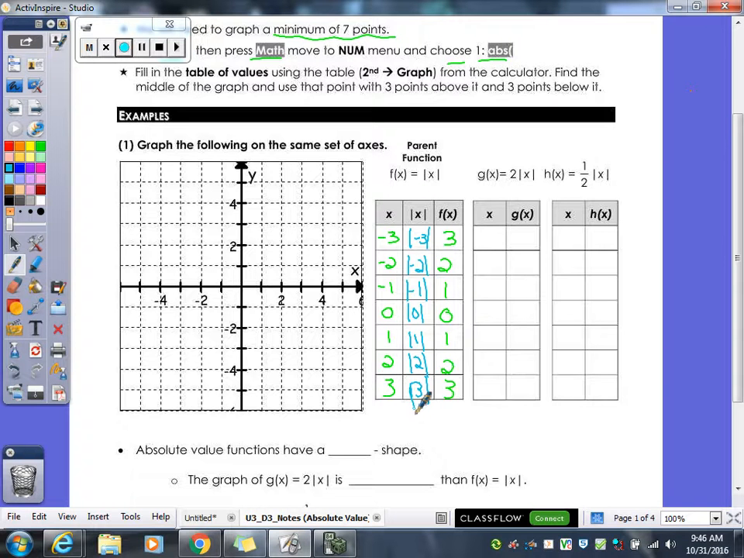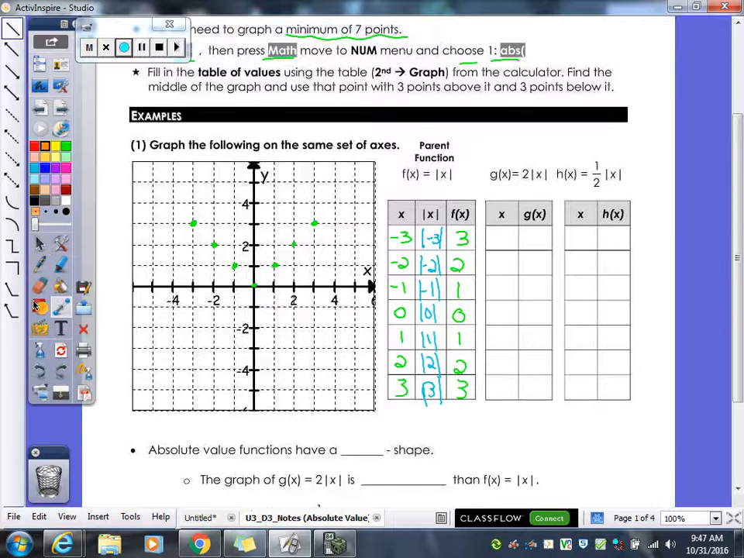So once you have your points on your table, you can go ahead and plot them. So -3, +3. I'm going to put my first point. -2, +2. -1, 1, 0, 0. So you got to draw some nice straight lines with arrows on each end.